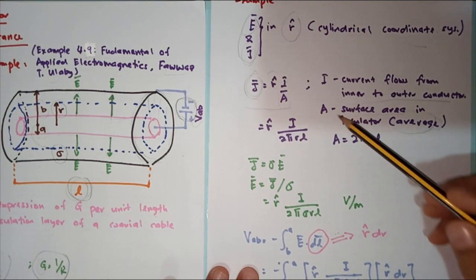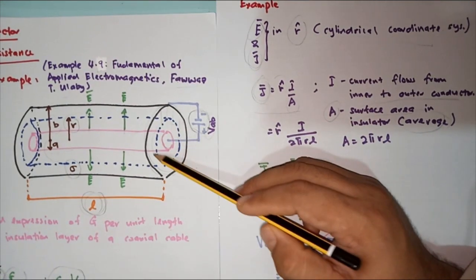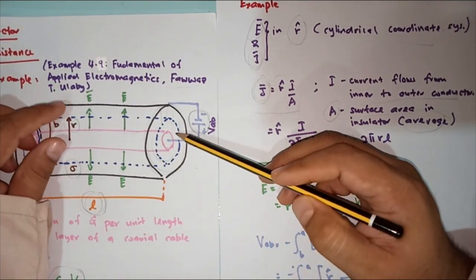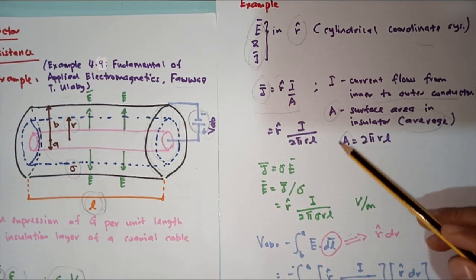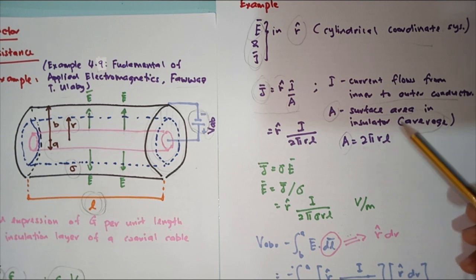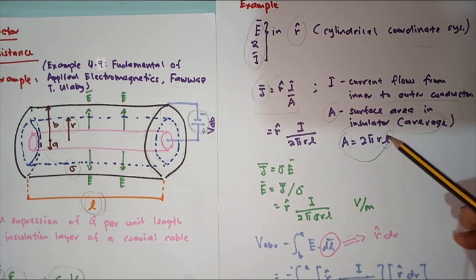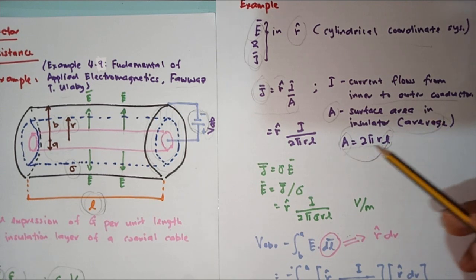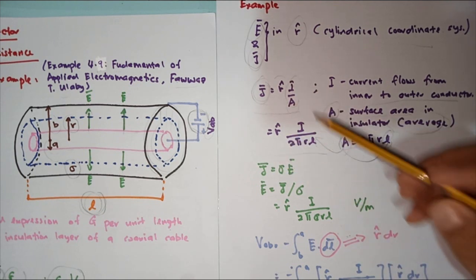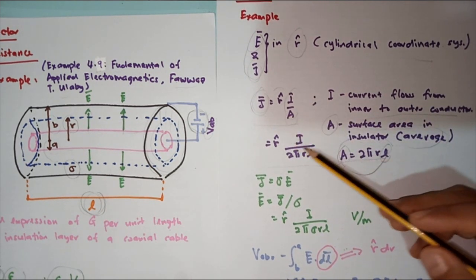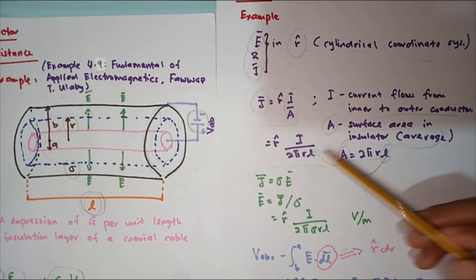A is the surface area in the insulator, in terms of average value. By looking at this surface governed by the radius R, the expression of A is equal to 2 pi R multiplied by L. Putting this expression of A into the equation, the vector J is equal to r cap I divided by 2 pi RL.